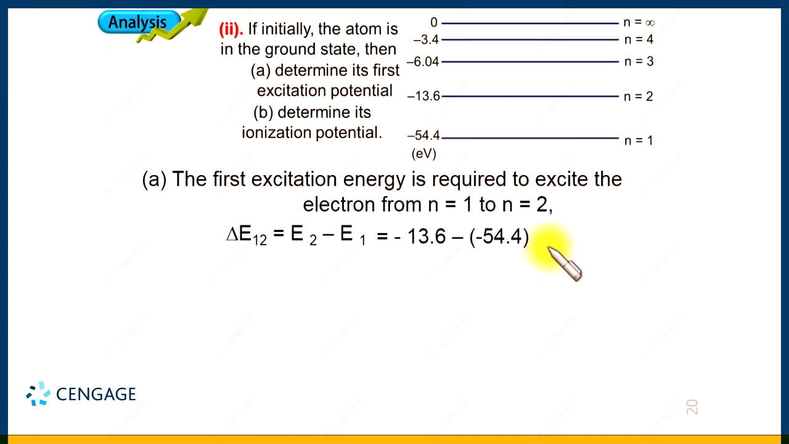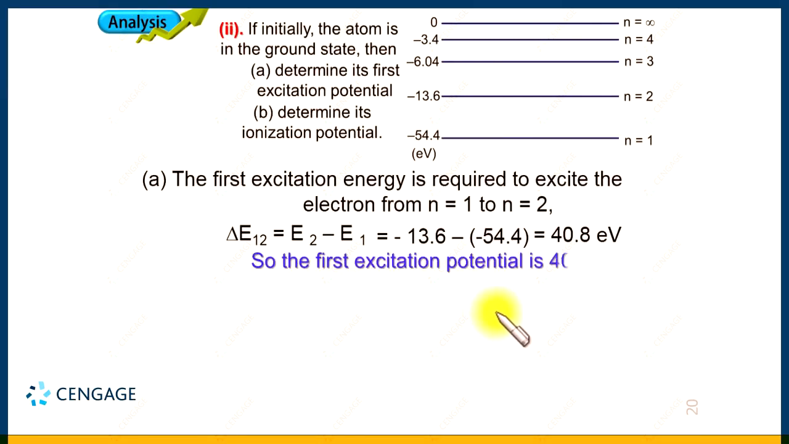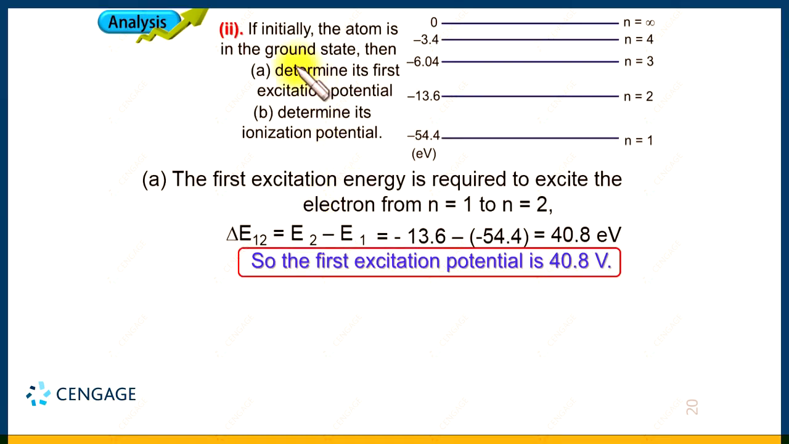After solving, this will be equal to 40.8 electron volt. This is the energy required. And here we need to find the excitation potential, that is the first excitation potential. For calculating potential from energy given in electron volt, we should divide the energy by e. If we divide this expression by e, the value will be 40.8 volt. So the excitation potential is equal to 40.8 volt. This is the A part.